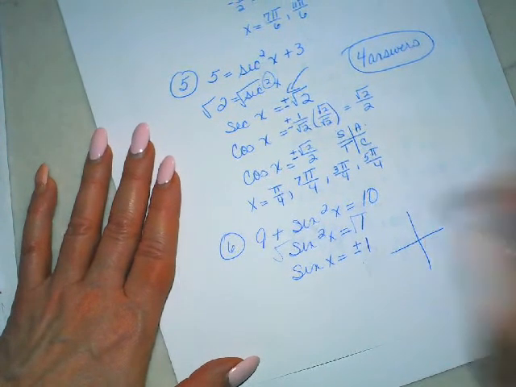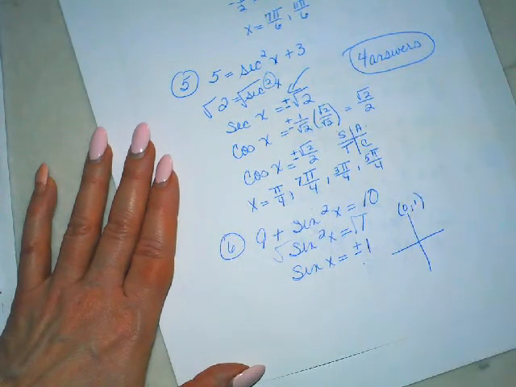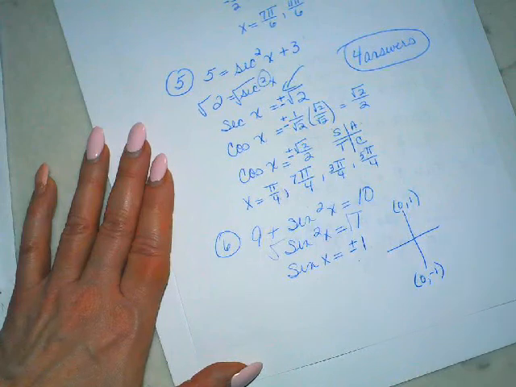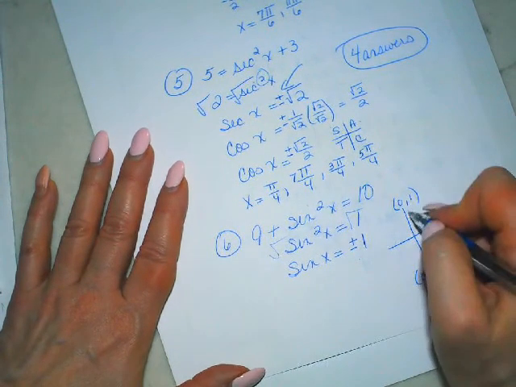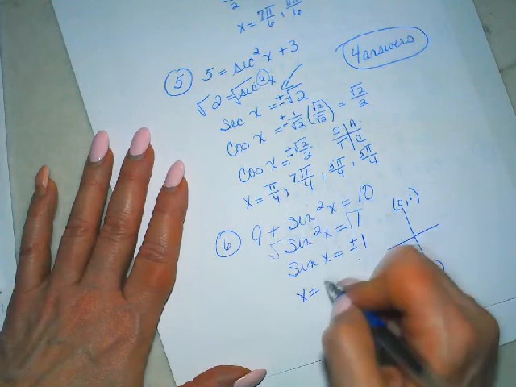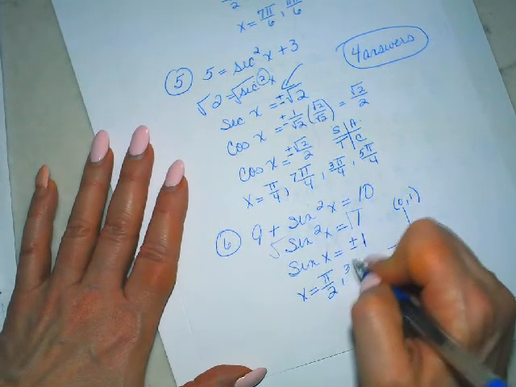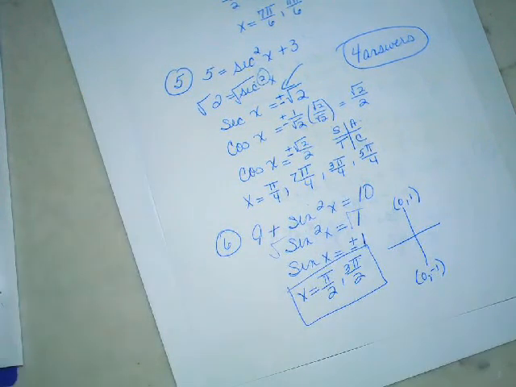This is a quadrantal angle. Who has a sine of positive 1? Well, that's going to be here. And who has a sine of negative 1? Well, that's going to be here. Okay, so even though it was a plus and minus, it's not 4 answers, it's just 2 answers. It's going to be up here, which is pi over 2, and down here, which is 3 pi over 2.